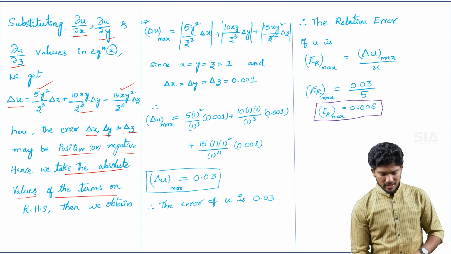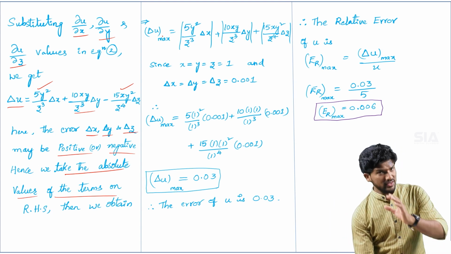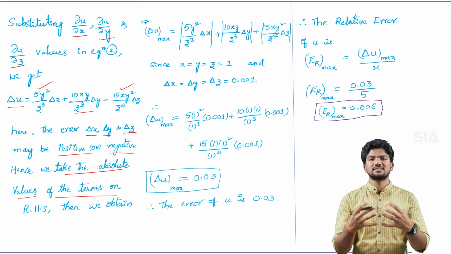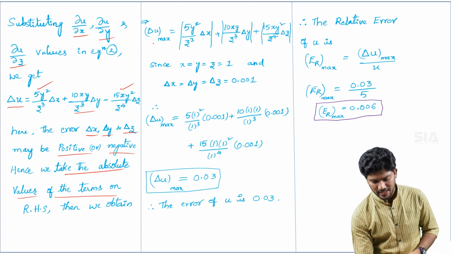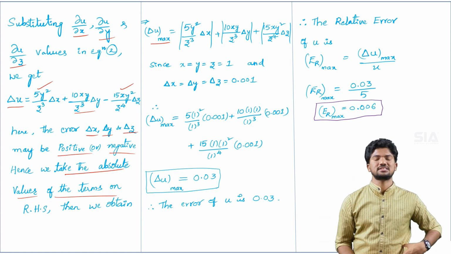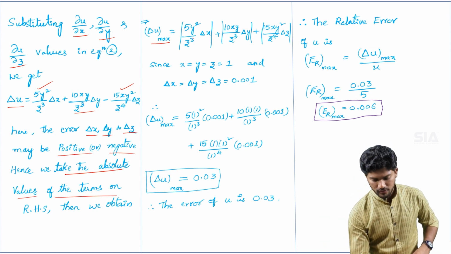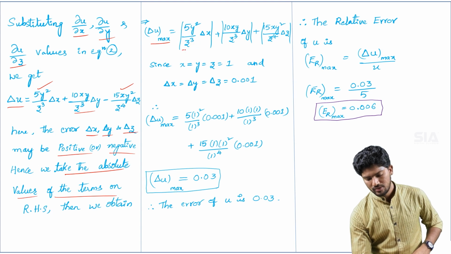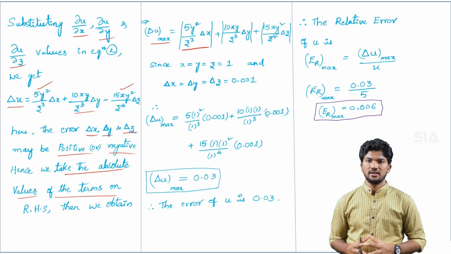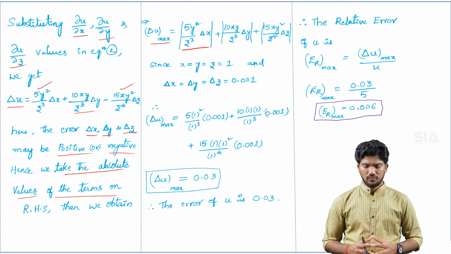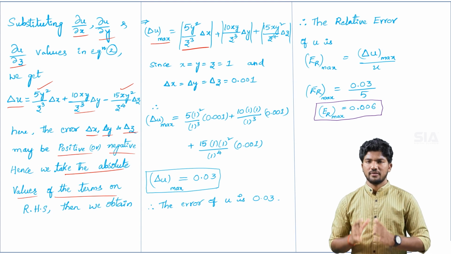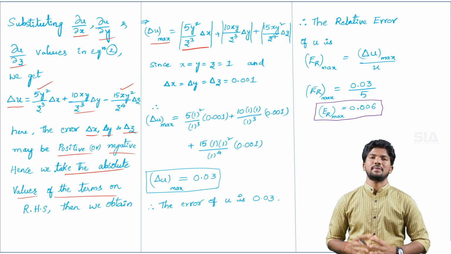Therefore, whenever you apply the magnitude on the RHS, the LHS also becomes maximum. The LHS acquires the maximum value, so that's why I am writing delta u maximum, which gets only positive values. So therefore mod of 5 y square by z cube into delta x plus mod of 10 x y by z cube into delta y plus mod of 15 x y square by z power 4 into delta z. Why? Because actually minus 15 is there, and when you apply the mod it will become plus 15.